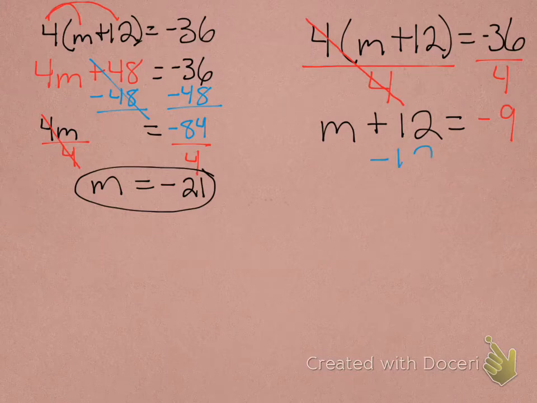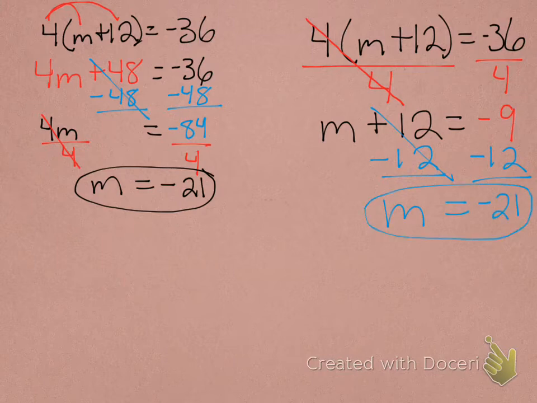Then continue, same process that we've done before, solving to get the letter by itself. So I'm going to subtract 12 on both sides. 12 minus 12 goes away. So now I have m equals negative 9 minus 12, which is a negative 21. So in either method, you actually end up with the same answer. It just depends on how your brain works, or whichever method makes sense for you. So let's look at some other types of equations.